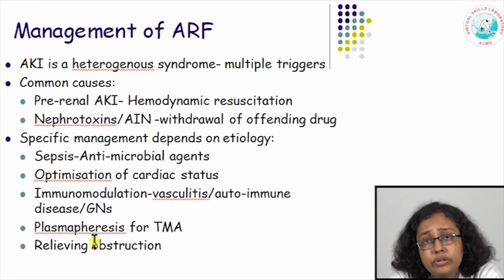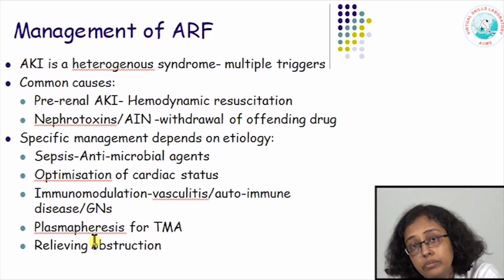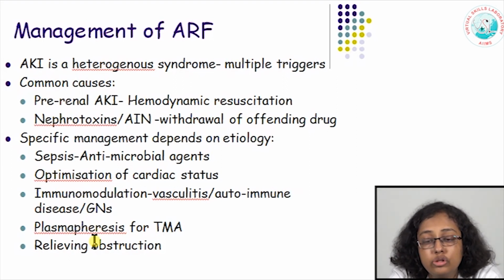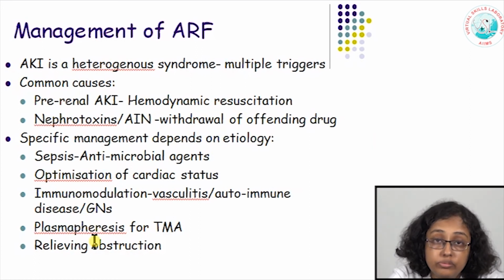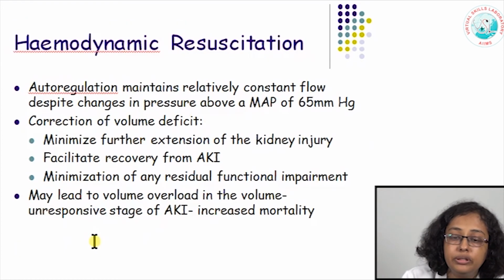Of course, there are specific management options depending on etiology, like treating with antibiotics for infection or optimizing the cardiac status, or using immunosuppression drugs for vasculitis or autoimmune diseases, using plasmapheresis for thrombotic microangiopathy, or simply relieving the obstruction if there is an obstructive uropathy.